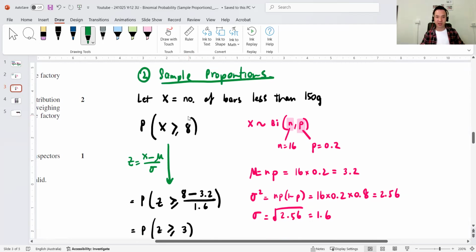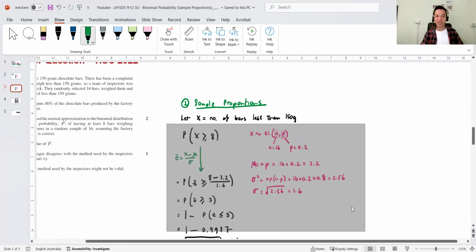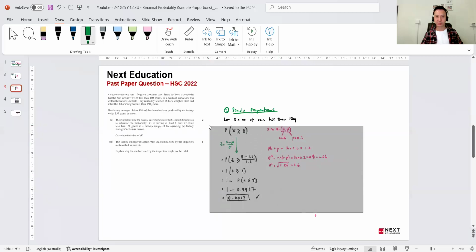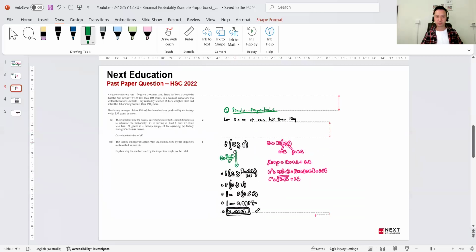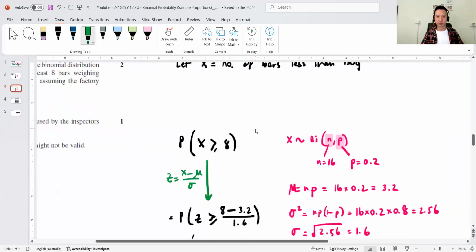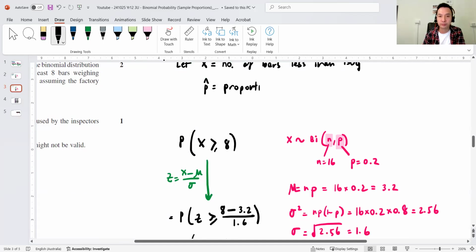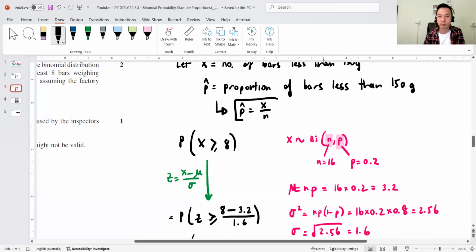Now, if x is defined as a number, we're going to define a new variable. So I'll just move this slightly down. I'm going to define a new variable, p hat, which is the proportion of bars less than 150 grams. And just to be absolutely clear, p hat equals x divided by n, which is 16 in this case.